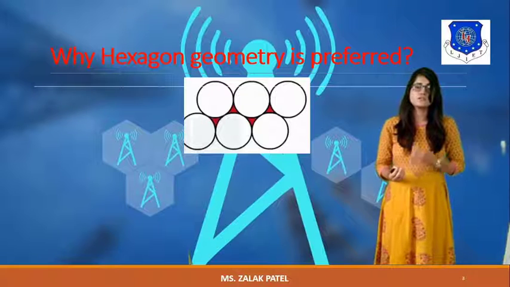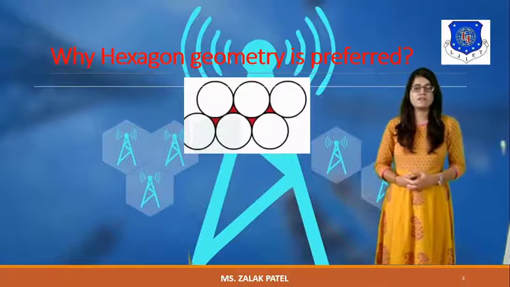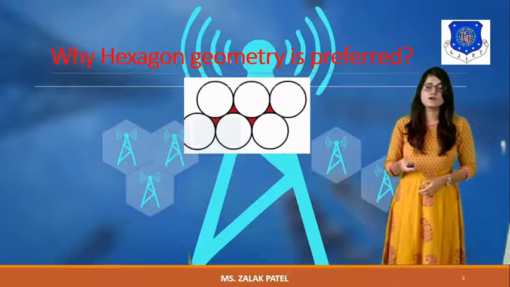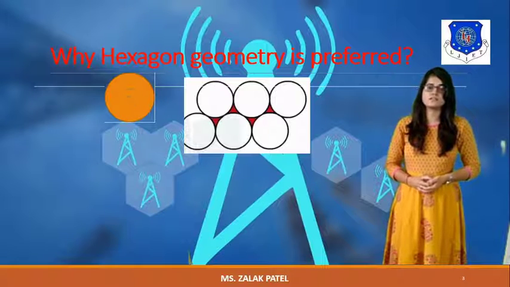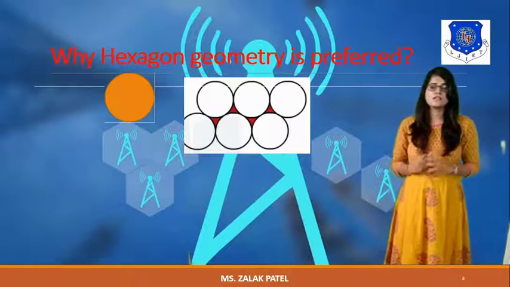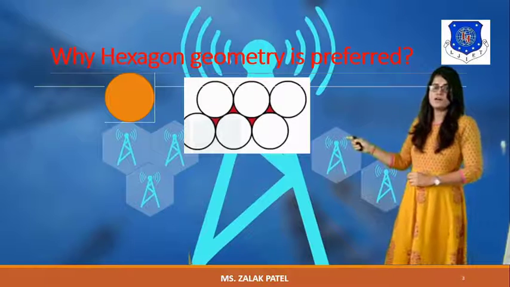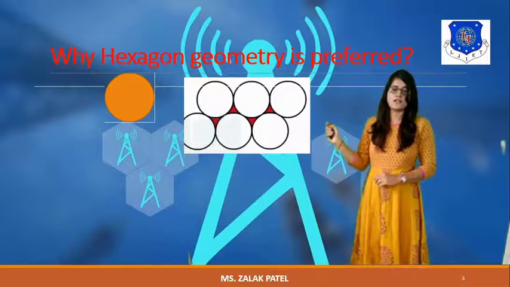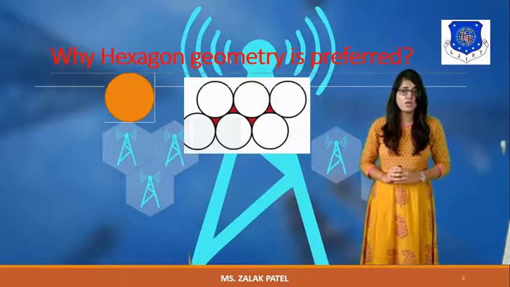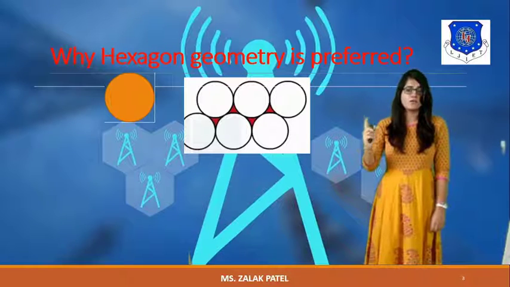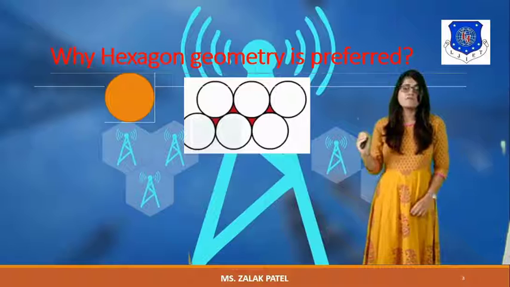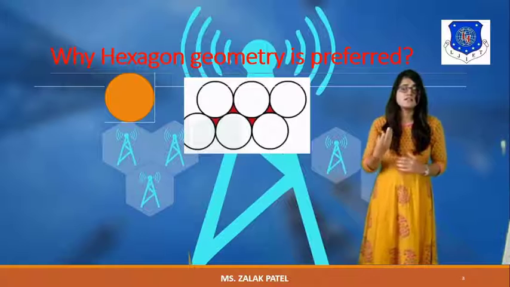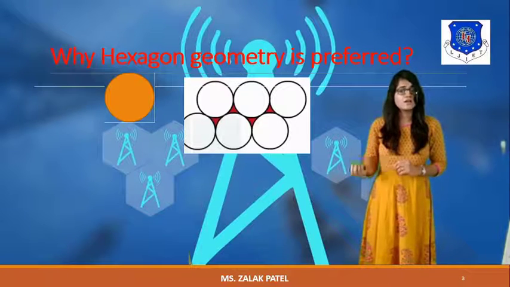Now the question is why hexagon geometry is generally preferred over the other shapes. First let's talk about the circle shape. If you take the circle shape, you can see in this figure that there may be spacing between adjacent cells, or we can say that the overall circular pattern is not created in that particular area, and the range is not covered at that portion, which is not desirable.